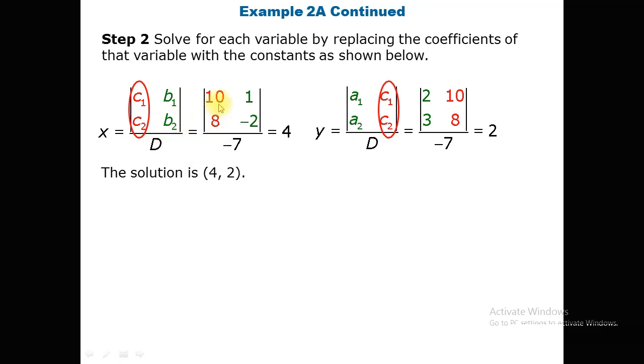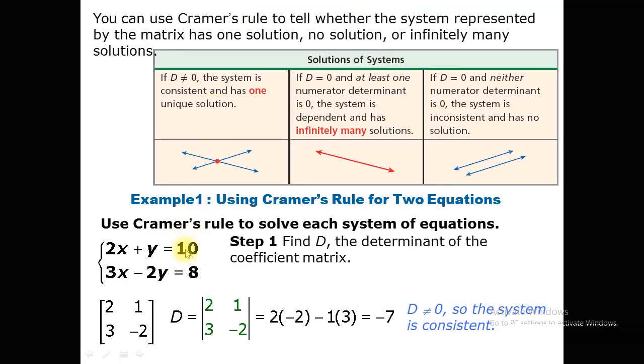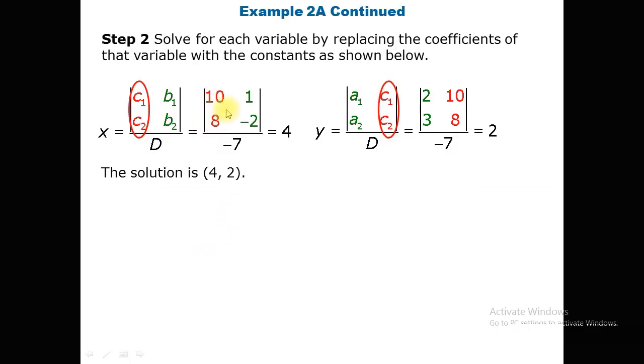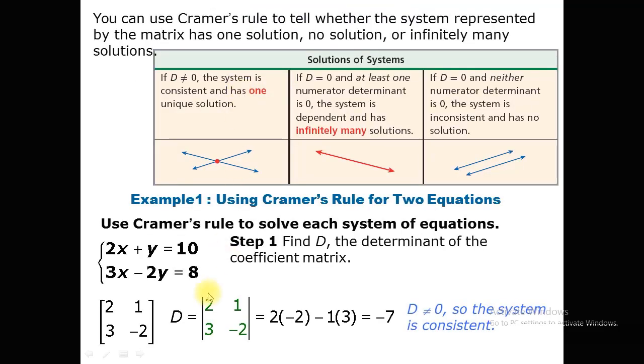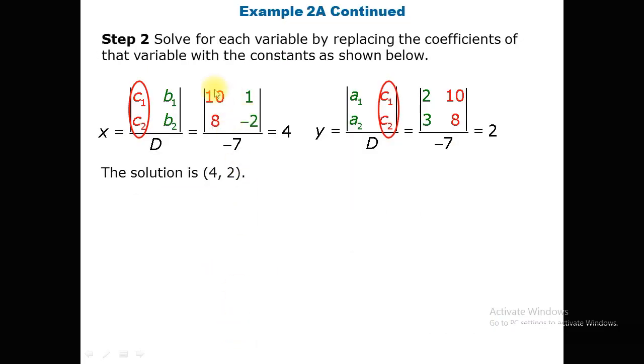So for the value of x, 10 and 8 lie on the right hand side of the system. These are 10 and 8, the constants. Then 10, 8, 1, minus 2: b1 and b2 have the values 1 and minus 2. Now to find this determinant and then dividing by minus 7, we obtain 4.